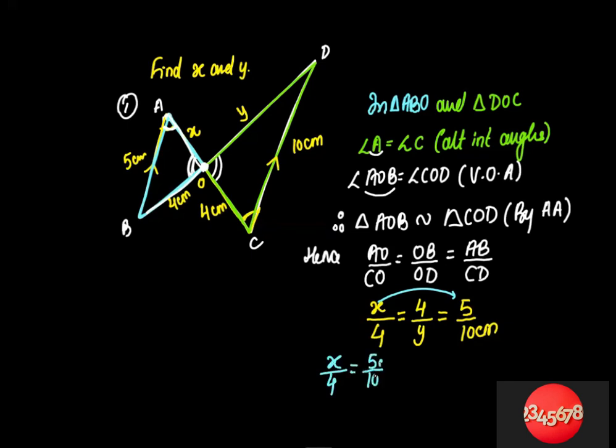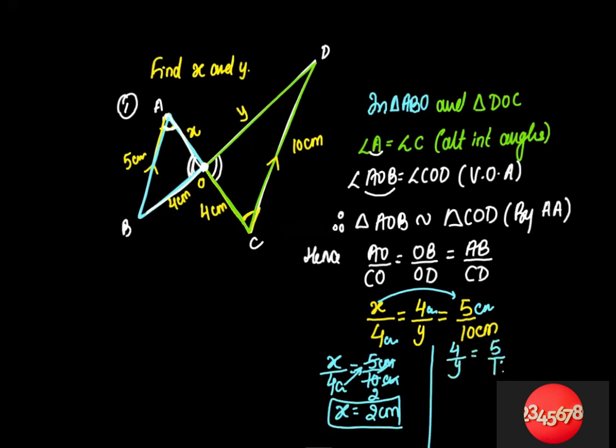Unknown equals to the known. Everything is in centimeter, even if I am not mentioning. 5 twos are 10 centimeter, cut. 4 will come up. X will be 2 centimeters. Next, 4 over y equals 5 over 10. I'm not writing centimeter too. Then do cross multiplication. 4 into 2 is y. 8 is y, or we say y is equal to 8 centimeters. This is the answer. Is this clear to you?